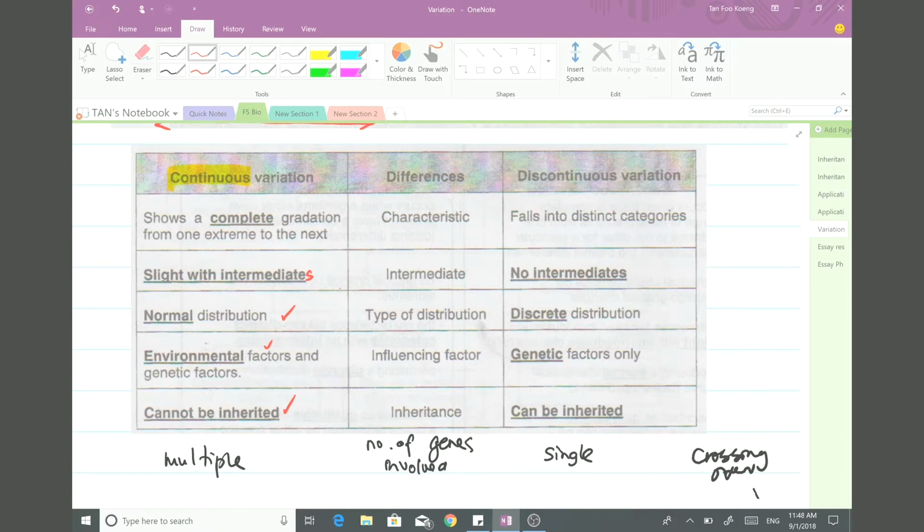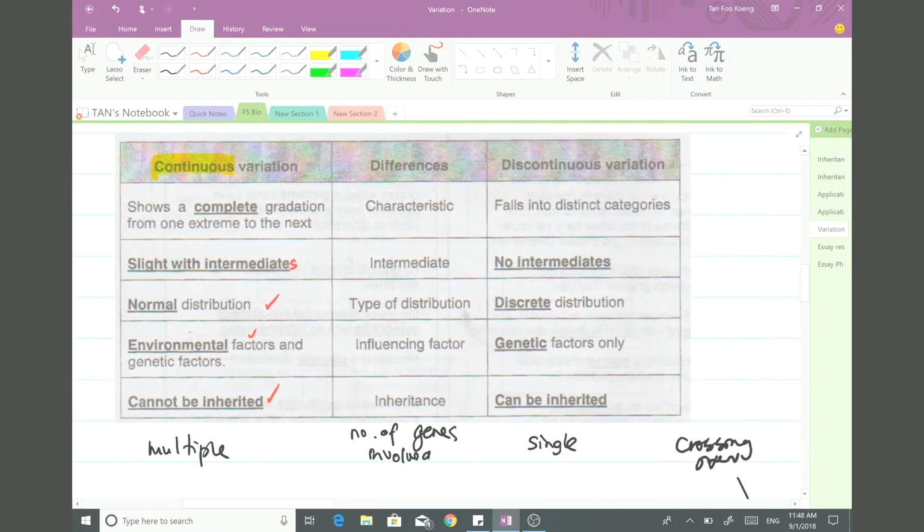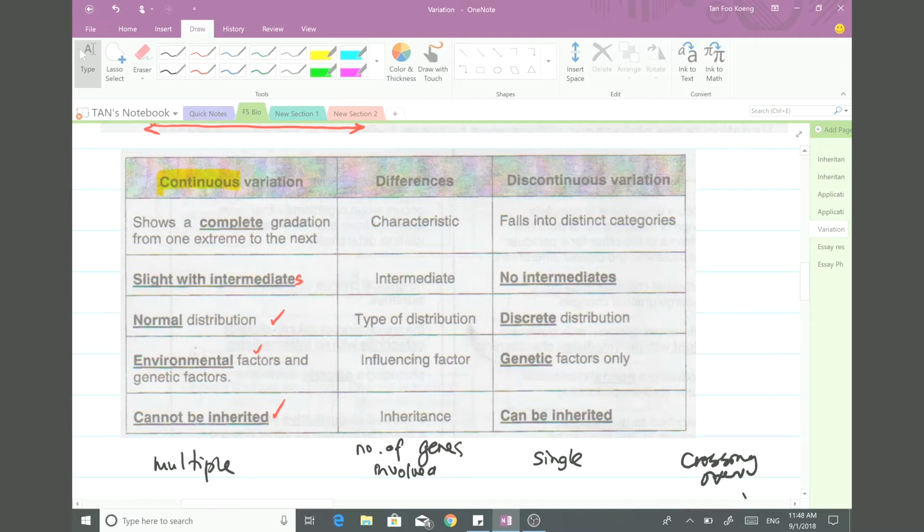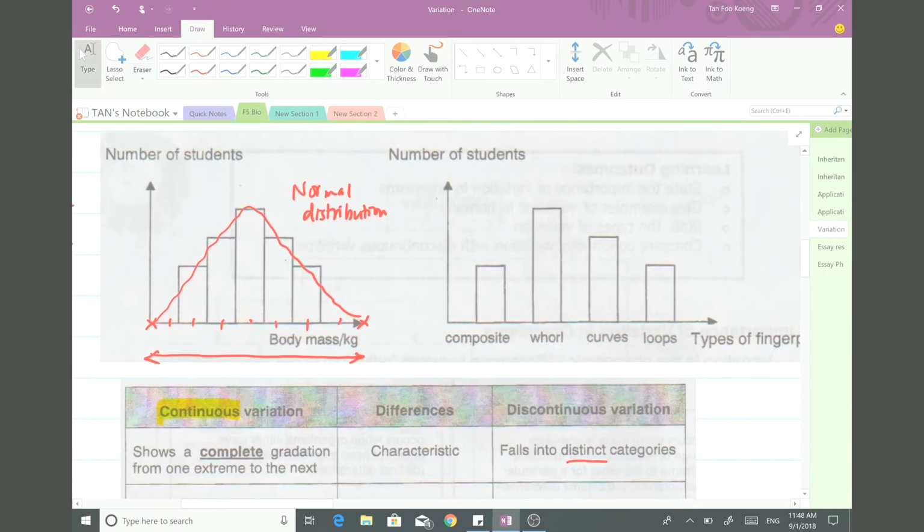Now let's move on to the discontinuous variation. This variation falls into distinct categories. There are no intermediates between the distinct categories. So if you plot this graph, definitely you couldn't form a line graph.